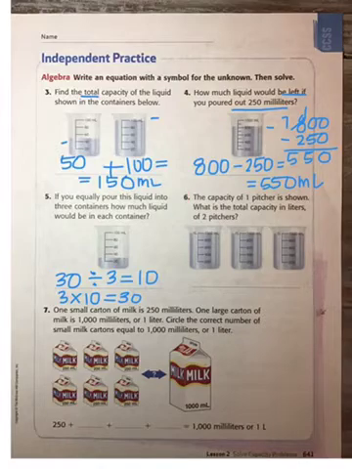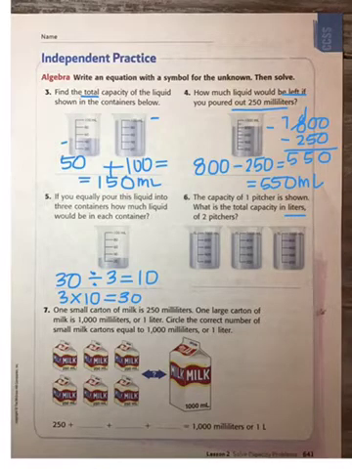Okay, number 6. The capacity of one pitcher is shown. What is the total capacity in liters of 2 pitchers? Okay, so if they've shown me what the capacity is in one pitcher, this is how much one pitcher can hold. I need to find this total out first before I can find out how many 2 will hold. So I'm going to need to add these up. And let's see, are they asking me in liters or milliliters? What's the total capacity in liters?